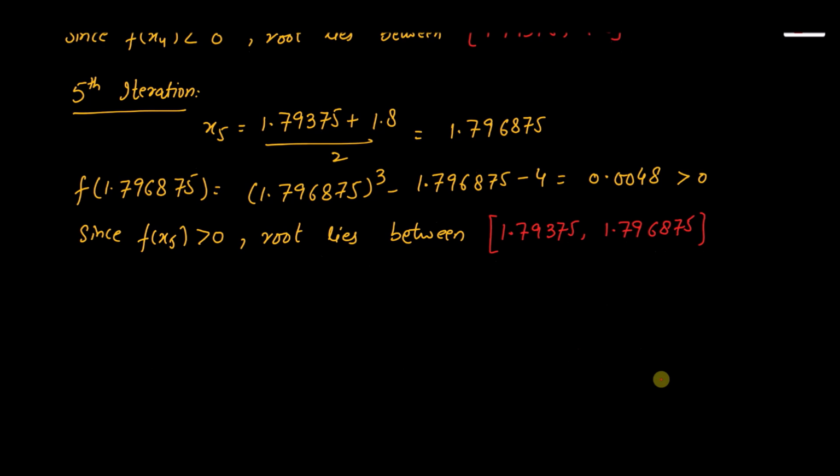Okay, now we need to go for more iterations. The reason is that we have found the accuracy to 2 decimal places. As it is mentioned in the question, we need the accuracy till 3 decimal places. So we need to go for more iterations. So let's proceed to the 6th iteration.